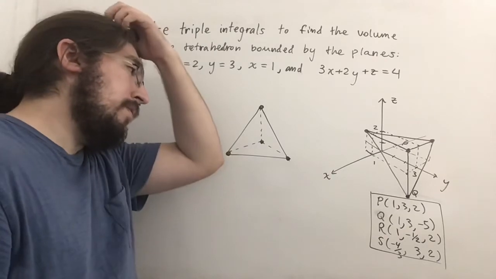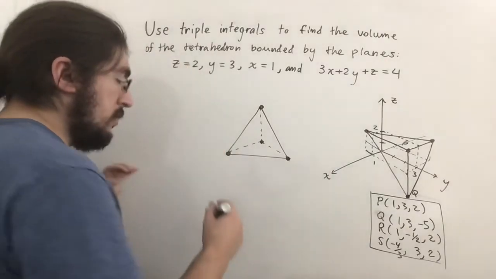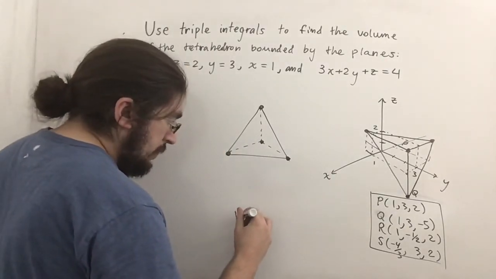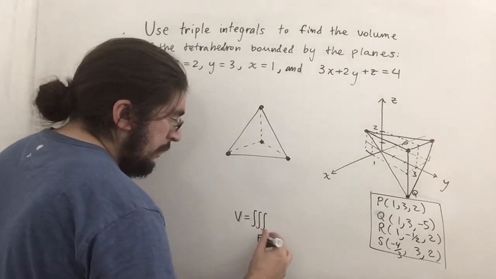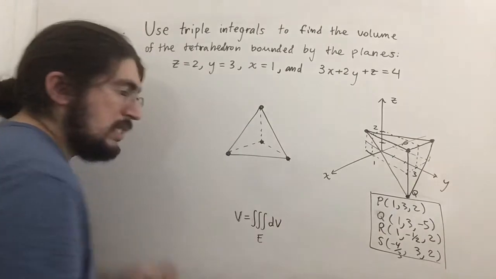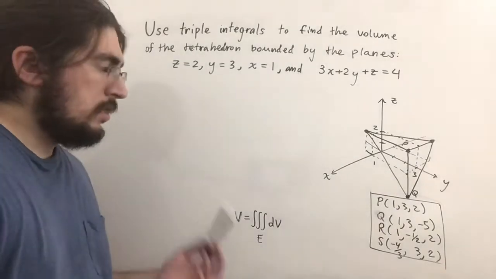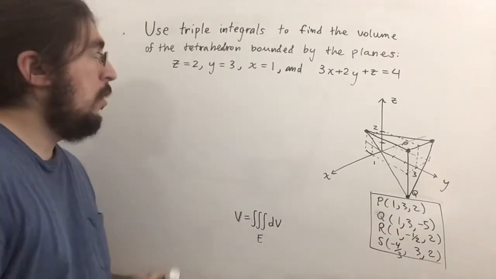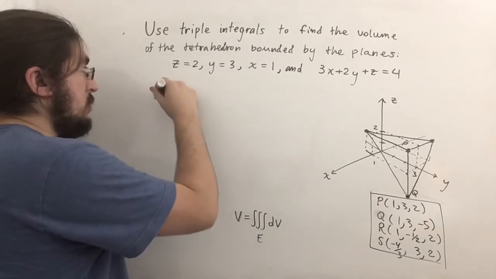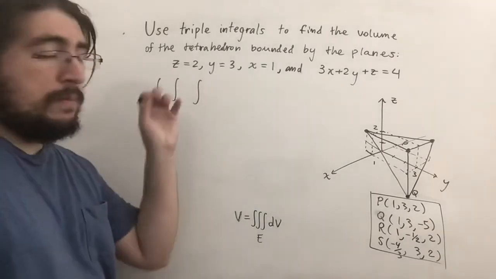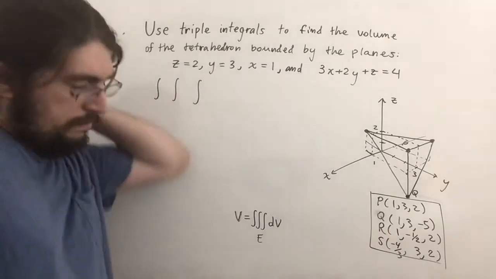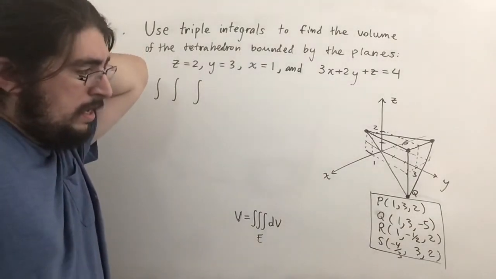So for the triple integral, well, recall first off that the volume of a region, let's call it E, is equal to the triple integral over E dV. In other words, the integrand will just be 1. So now to set up this triple integral, what we're going to do is set up an iterated triple integral. So I'm going to space it out a bit because the limits will be quite long. Well, a few of them will be long.